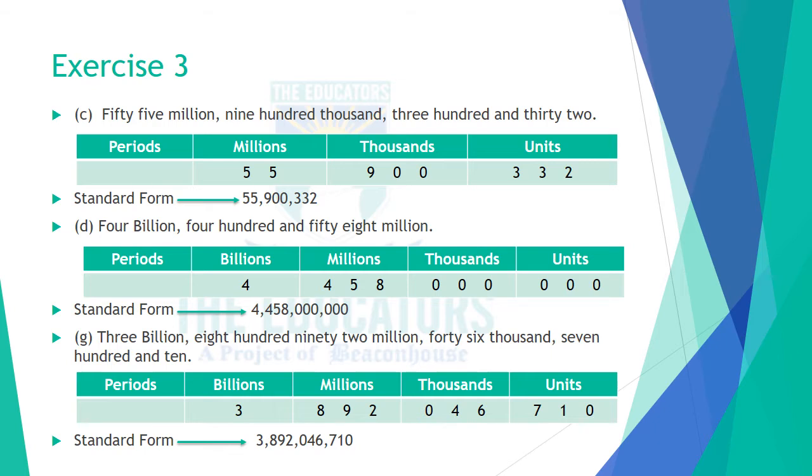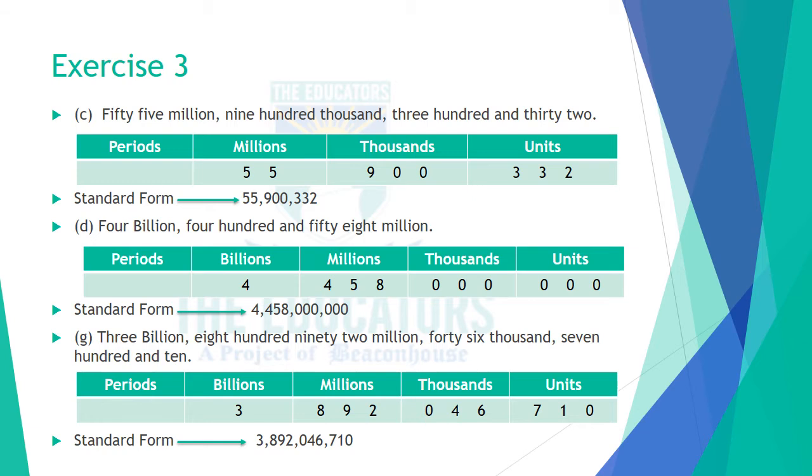Exercise 3, Part C, 55,900,332. First we place the digits in the place value chart. 55 millions in millions period, 900,000 in thousands period, and 332 in units period. Then we can write in figures as 55,900,332.